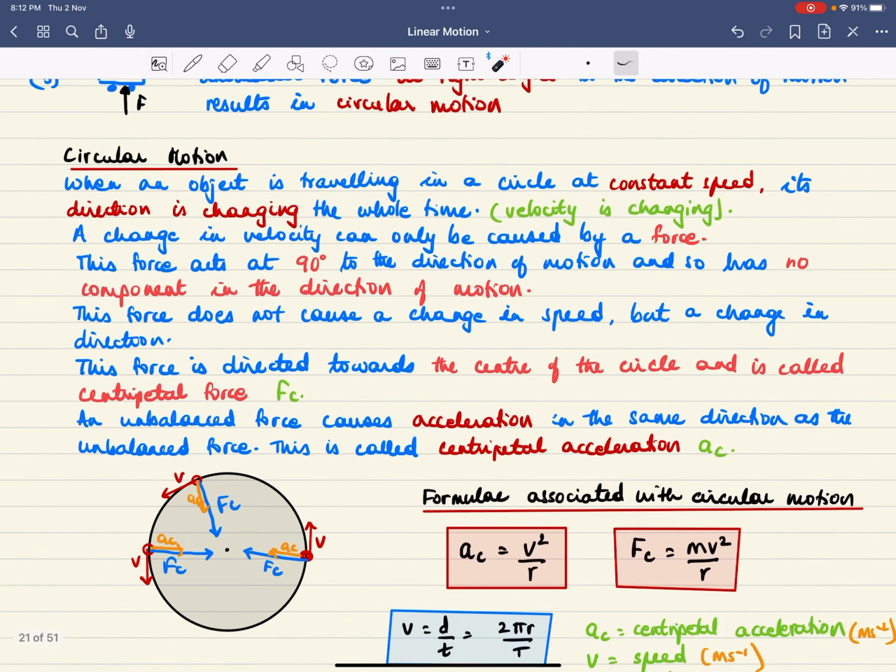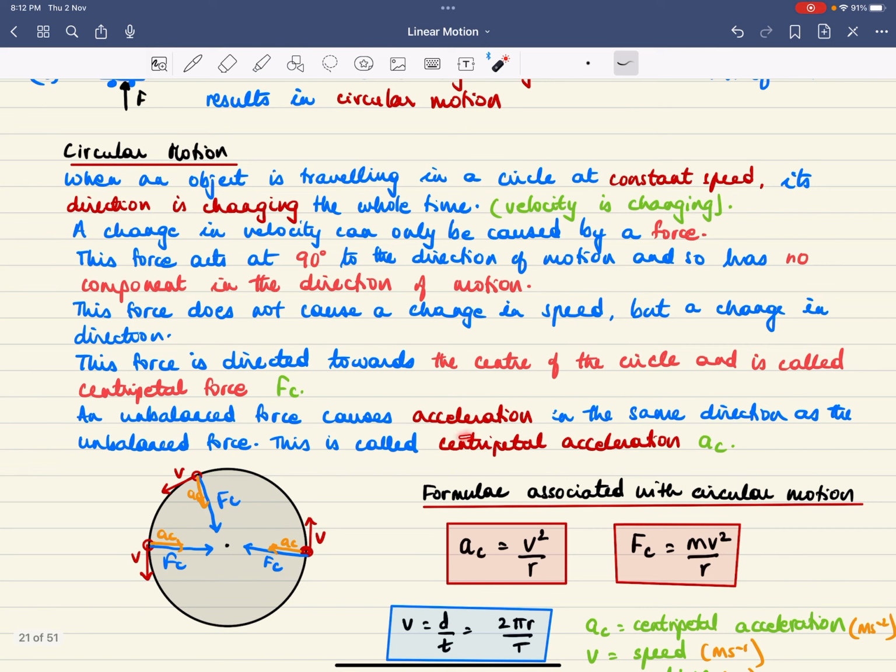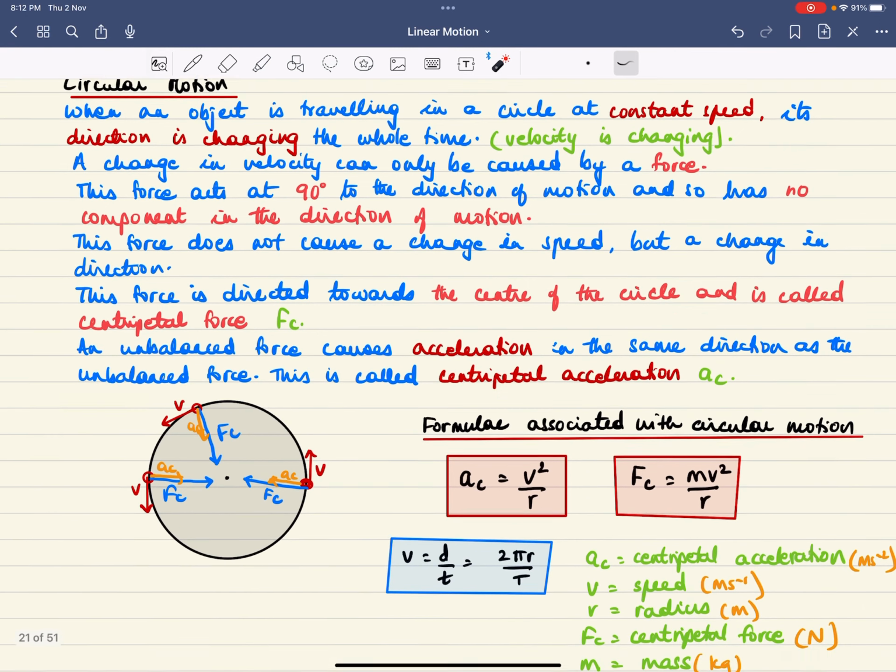Now, an unbalanced force always causes acceleration, and the direction of acceleration is the same as that of the unbalanced force, and therefore it acts towards the center, and this is called centripetal acceleration.